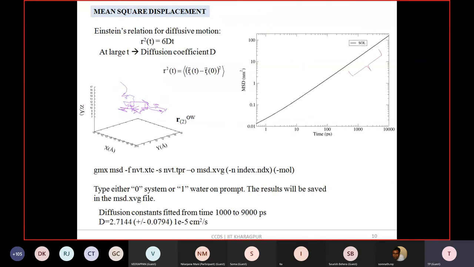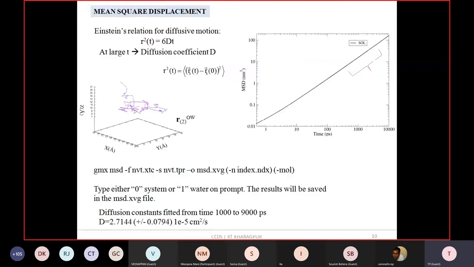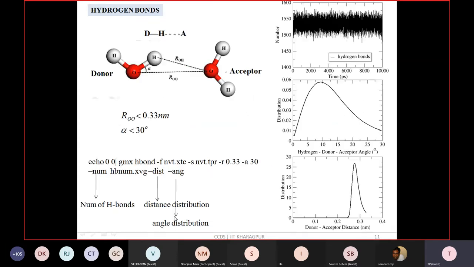So in a similar way, you can do the mean square displacement, which is nothing but gmx msd. You do it with the gmx msd tool, and from there you will get with the command prompt, just the way we did it for RDF. You do it for 0 and 1 prompt, and you can get the trajectory of the particles, and it also gives you the slope from which the diffusion coefficient can be measured.